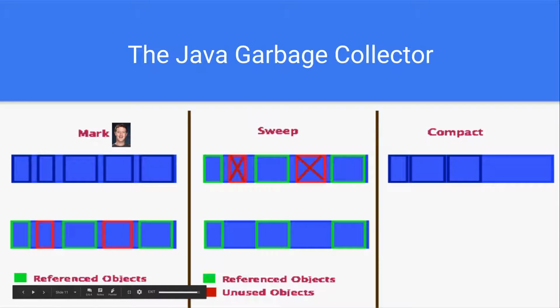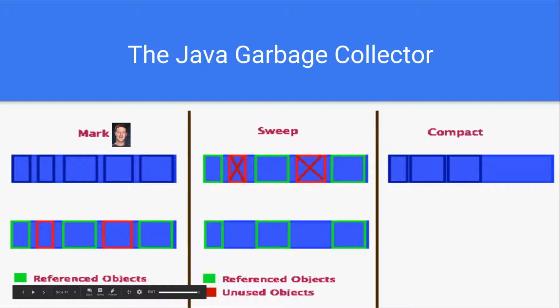Java has a really nice garbage collector, which has a 3-step algorithm. The first stage is mark, but not Mark Zuckerberg, just Mark. What it does is it goes through your heap memory where you have all your classes being stored, and it checks whether the instances of objects you've created are still reachable by some part of your program. If they're not reachable, it marks them. Then the second step is called sweep, where it goes through your heap again, looks at the things it has marked, and removes them.